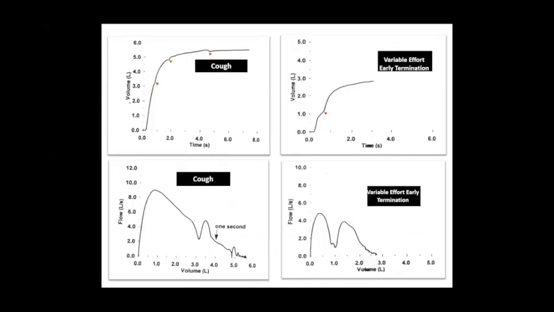To differentiate between cough and variable effort: if we say that this is the cough on your left hand side, and we draw the actual flow volume loop, the cough will be outside the loop. However, for the variable effort and early termination, if you draw the actual flow volume loop, you will find the variable effort within the curve. So this is the difference: the cough will be outside the expected or ideal flow volume loop, whereas the variable effort and early termination will be within the expected flow volume loop.